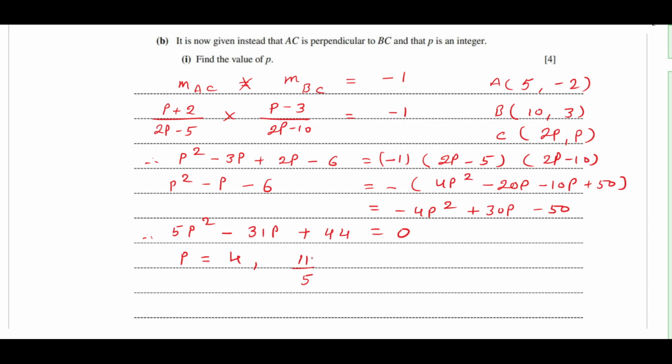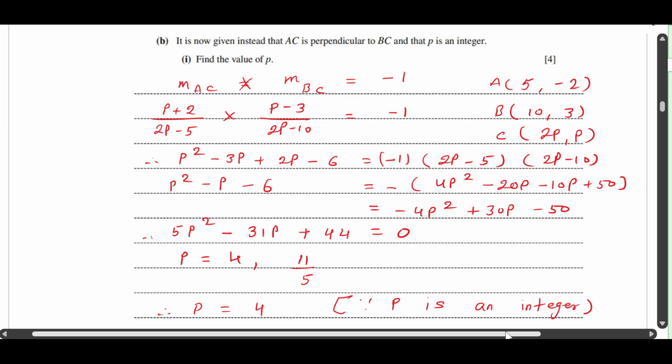Now the question once again. It is now given that AC is perpendicular to BC and that P is an integer. So finally I will accept P as 4, because P is an integer. So the value of P we get is 4.